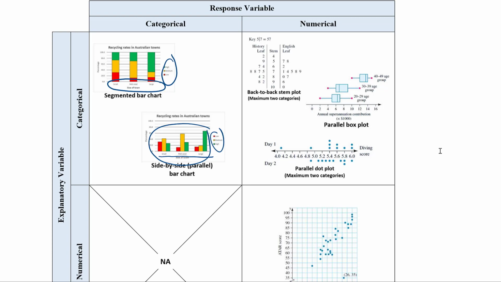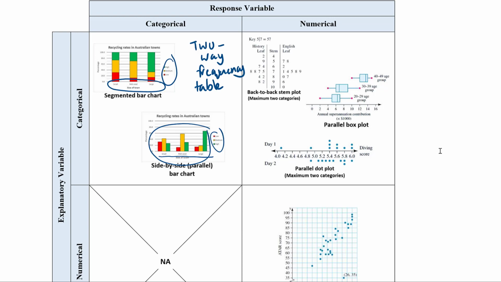The other thing that's missing here, which we did use quite a lot in this section, which I'm going to add here, is a two-way frequency table, which would also be a way of representing two categorical variables.